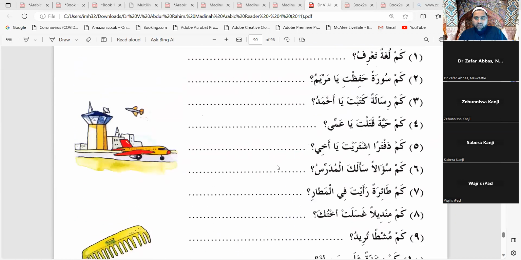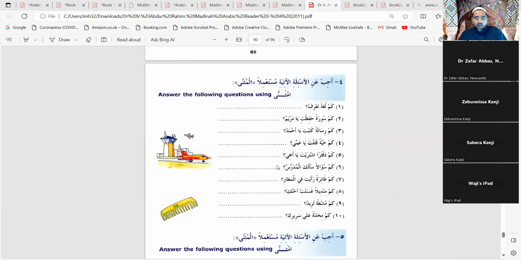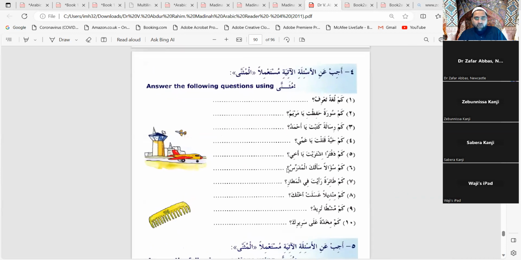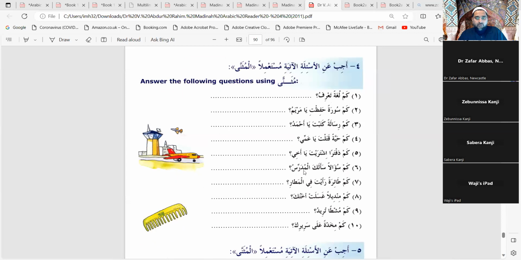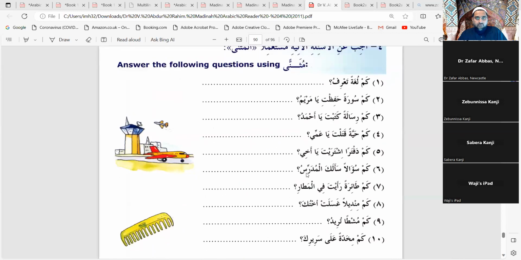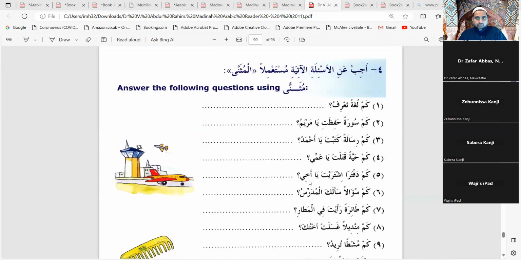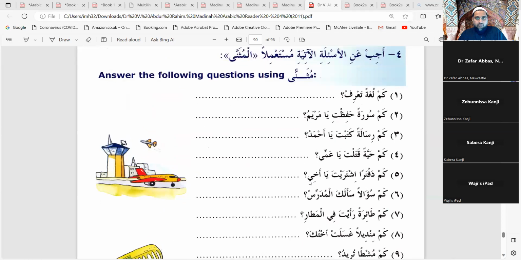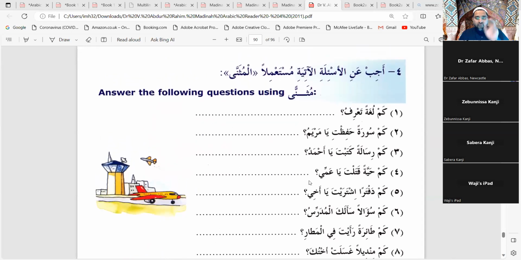So the next exercise is a long exercise. I'm going to give 5 to Sister Wajda Bukhari and 5 to Dr. Zafar. Bismillah. Kam lughatan ta'rifu? How many languages do you know? I know 2 languages. A'rifu lughataini. Correct. We are using it here mansoob because it's maf'ul bihi. Yes, correct.